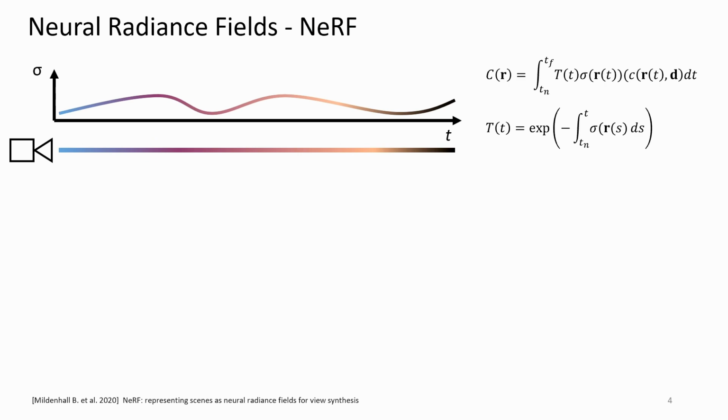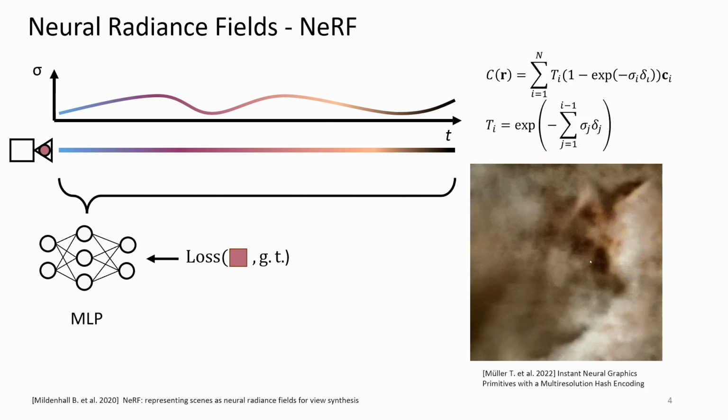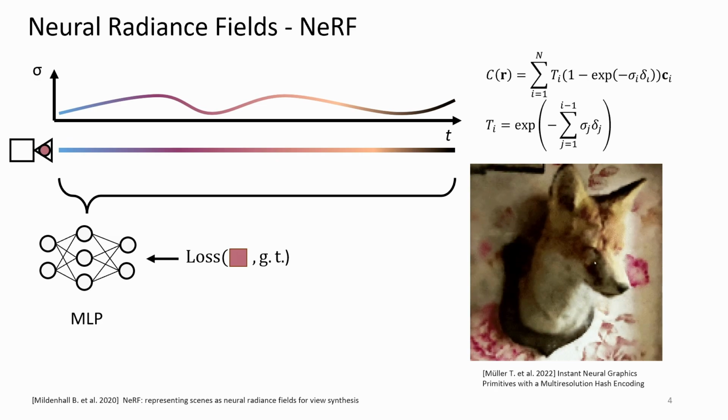Of course, in practice, you don't compute the full integral. You take discrete samples. The color and density of each one comes from an MLP. Then you render an image and compare it with the ground truth. And since all of this is differentiable, you can propagate the loss through the neural network so that it better represents the scene. We can see something here.